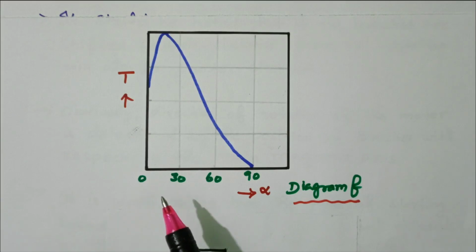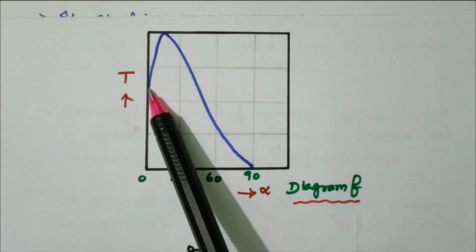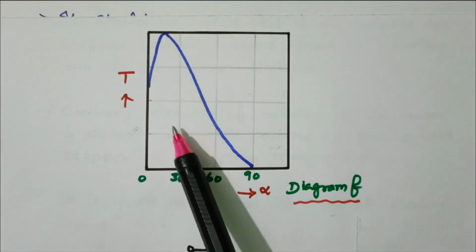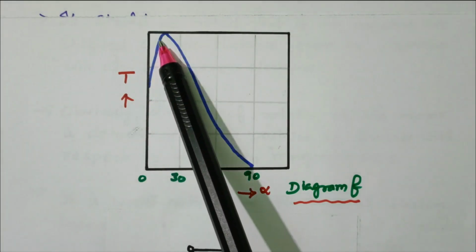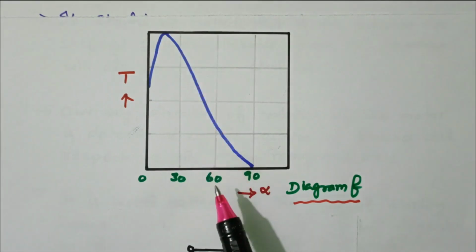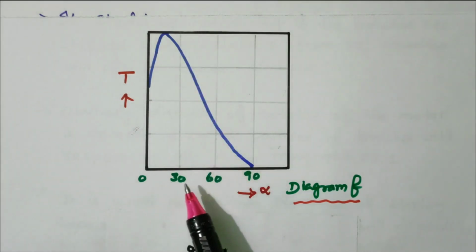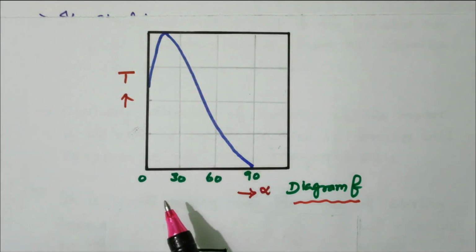At 0 degrees itself, the brushes are aligned with the main magnetic axis. At that time itself the torque is available, and then it increases. When alpha increases, the torque also increases and reaches the maximum value, then decreases. That is almost 0 to 45 degrees. It increases, then decreases. This refers to diagram E.